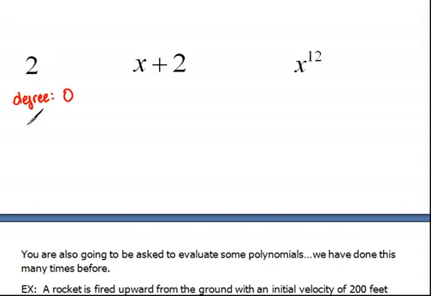And then our term is only 1, so this would be a monomial.